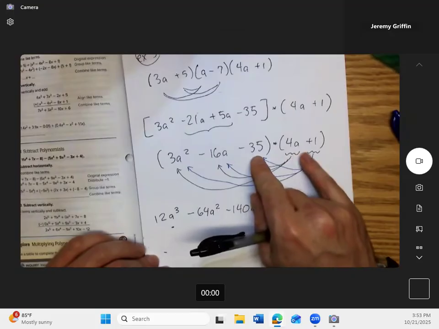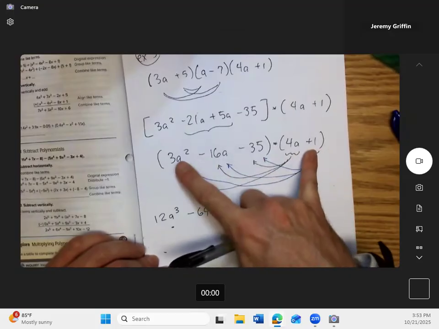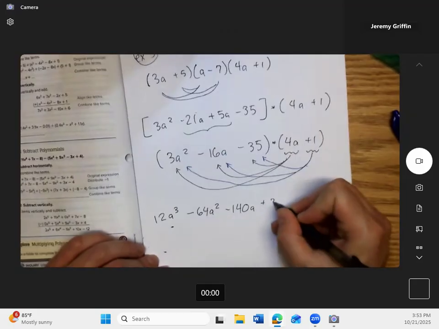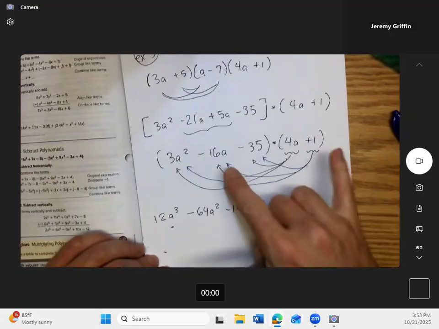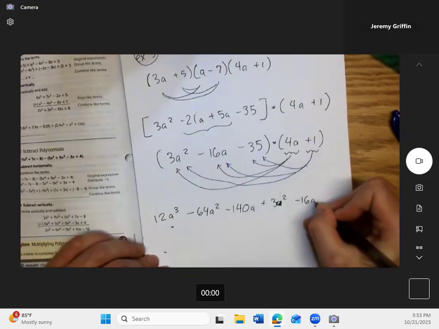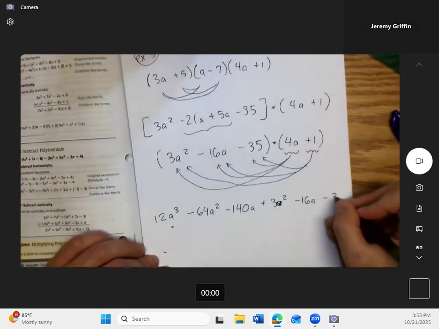The next one, plus 1. Oh, this 1's nice because 1 times anything is itself. So I have a plus 3a squared. I have a minus 16a. And I have a minus 35. Okay, so there you go.